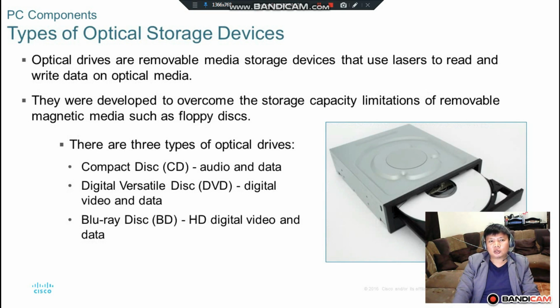Then the types of optical storage drive. Optical drives are removable media storage devices that use a laser to read and write data on optical media. There are three types of optical drives: the CDs, audio and data; then the DVD, digital versatile disc, digital video and data; and the Blu-ray disc, or the BD, high-definition digital video and data.